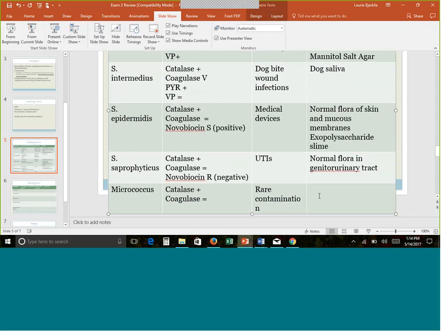So this is the one that has some really good, fun looks to it. It can be almost any colony morphology: white, pink, orange, tan. So it has some fun looks on the agar plate. But otherwise, we're not going to do anything with it. It's just pretty much contamination. Extremely rare for it to actually cause a disease.